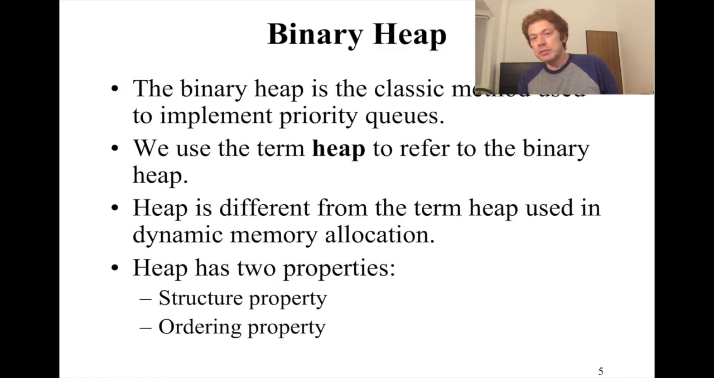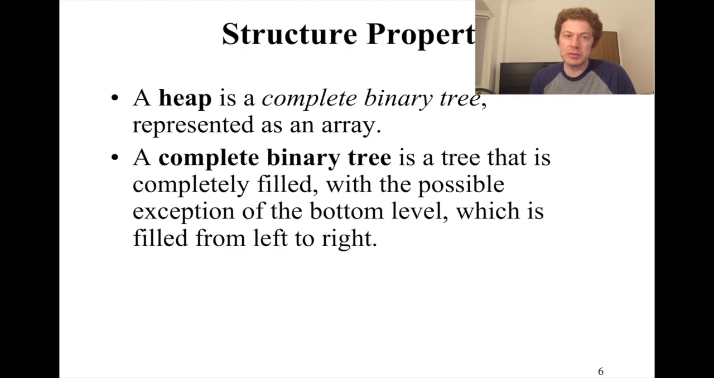Yeah, so the binary heap is the classic method to implement priority queues. And the term heap here refers to a binary heap. There are also ternary heaps and so on, but the binary heap is the most common one, and it is okay to implement the priority queue efficiently. And to make a heap valid, I need to obey two properties, the structure property and the order property.